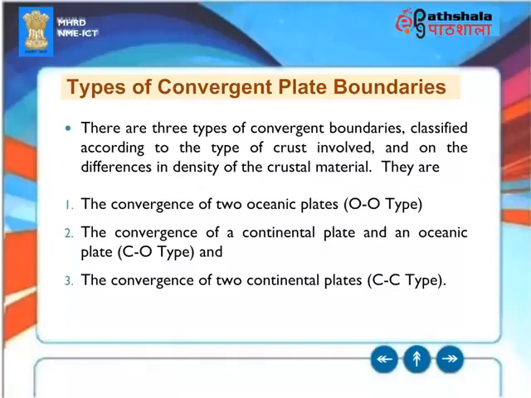Types of convergent plate boundaries. There are three types of convergent boundaries, classified according to the type of crust involved and on the differences in density of the crustal material. They are the convergence of two oceanic plates, OO type, the convergence of a continental plate and an oceanic plate, CO type, and the convergence of two continental plates, CC type.